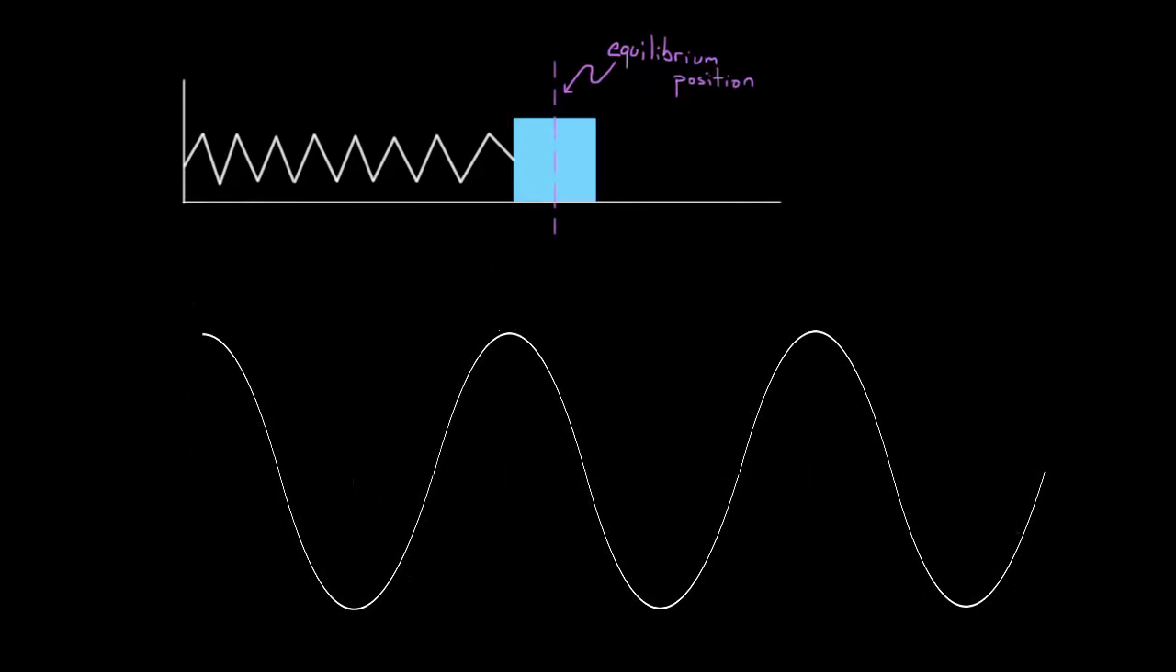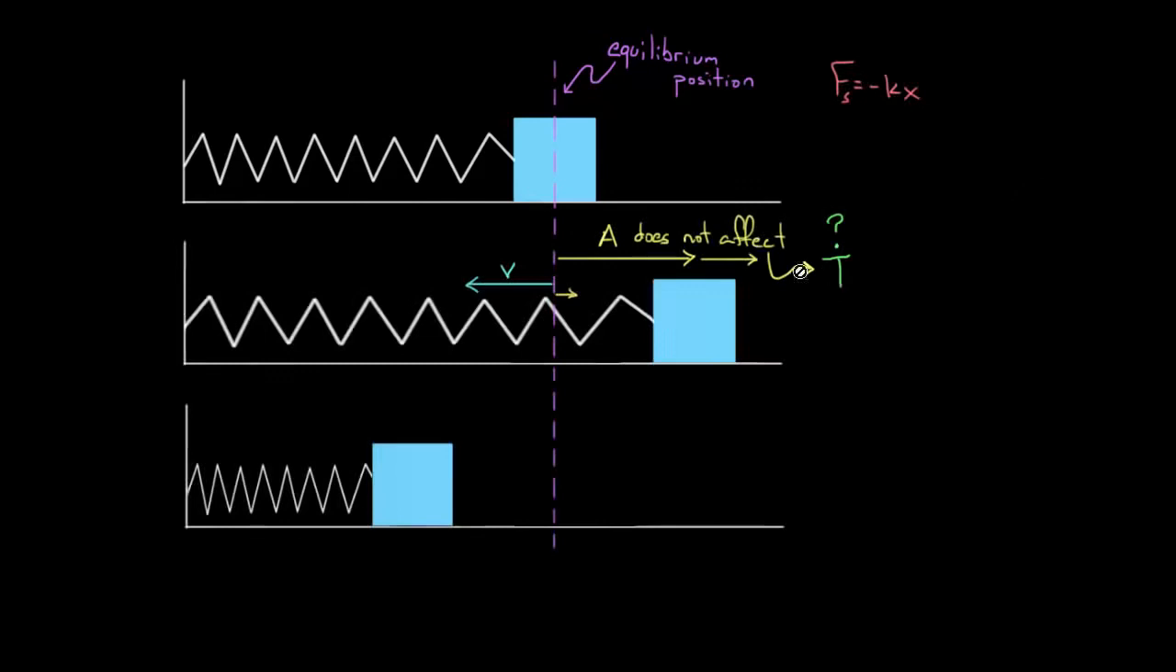So what does affect the period? You might ask, all right, the amplitude doesn't affect it, so what does affect the period? Well, let me just give you the formula for it. The formula for the period of a mass on a spring is that the period is equal to 2 pi times the square root of the mass that's connected to the spring divided by the spring constant.